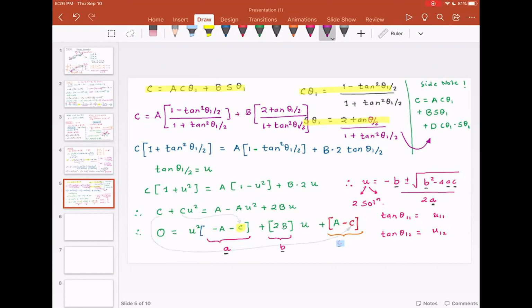So try to make it as simple as possible, and make sure that only one variable, theta 1, theta 2 or theta 3, is present. You can't use these tricks if theta 1, theta 2, and theta 3 are all present. But if you just have one of them, then you can actually use this trick.